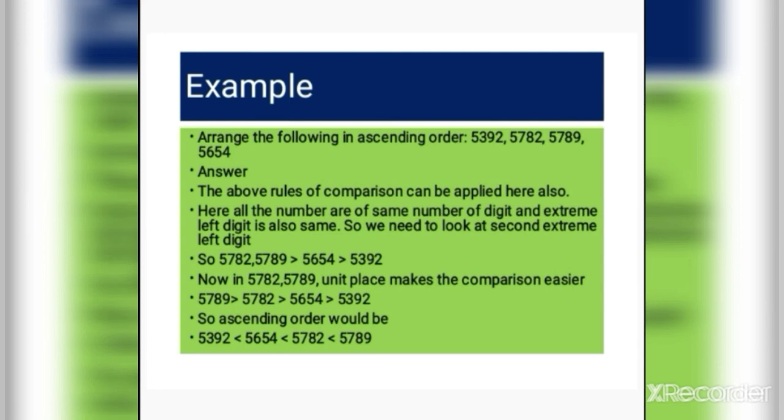If we want to write it in ascending order, reverse this process. Write the last number first and the first number at last. Write all the numbers in reverse order so that you can get ascending order. That is the order from smallest to biggest.